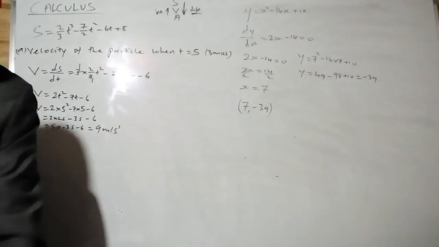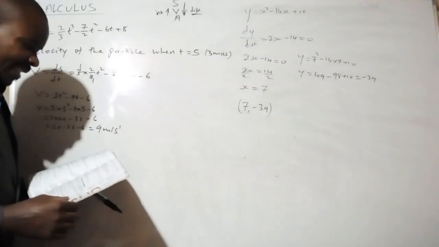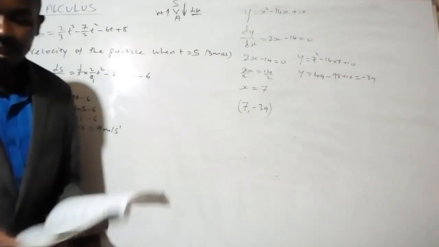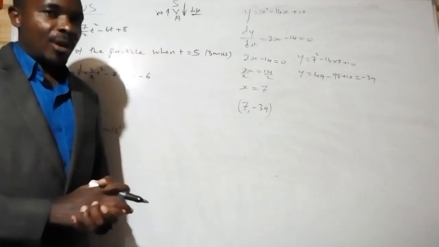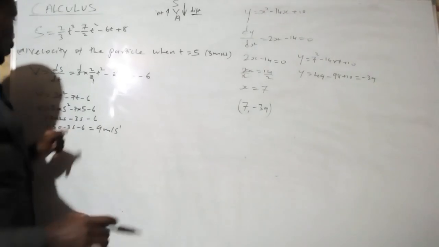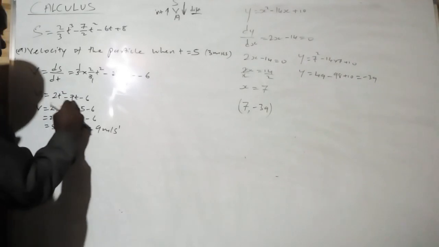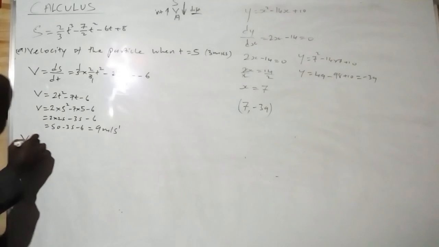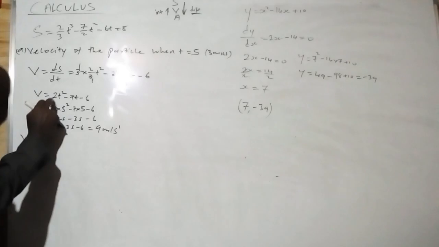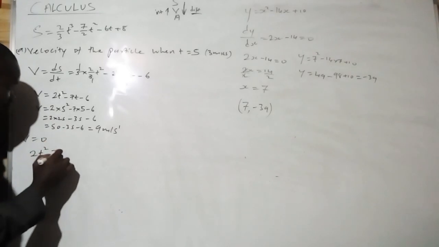Next, determine the time t seconds when the particle is momentarily at rest. The particle is momentarily at rest when the equation of the speed is 0. When v is equal to 0, the particle is momentarily at rest. So we are going to equate this equation with 0 to get time. Equate this equation with 0 to have 2t squared minus 7t minus 6 is equal to 0.